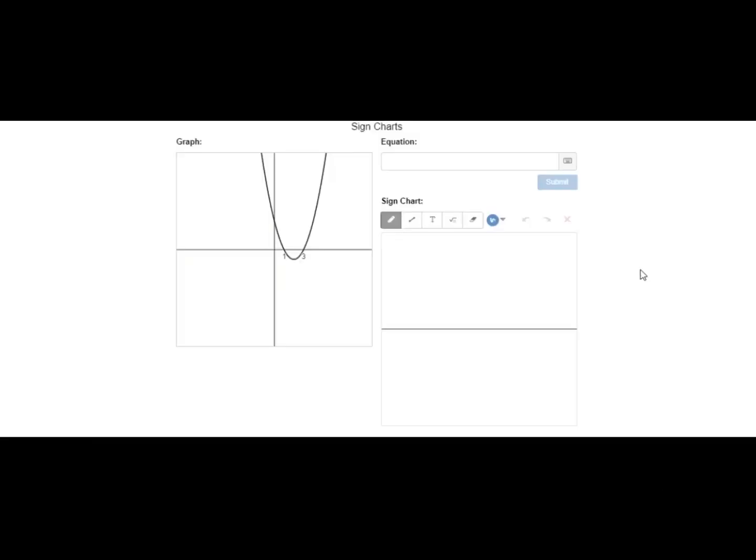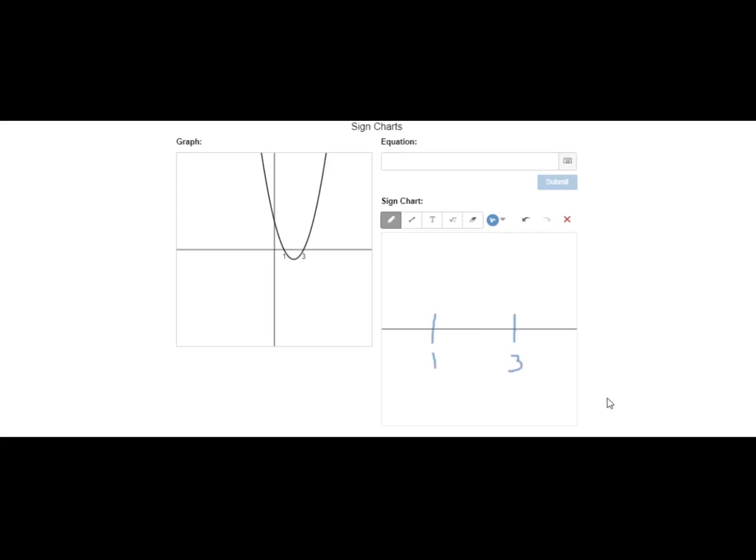Let's take a look now at how to create a sign chart using Desmos. So we're given a graph here and we're told where it crosses and we need to create a sign chart. So first of all, we need to break this up and show where the roots are, where it changes and goes from positive to negative. So I can see that that's at 1 and 3. So I'm just going to go ahead and draw a line here and a line here. And I'm going to call this 1 and this 3.